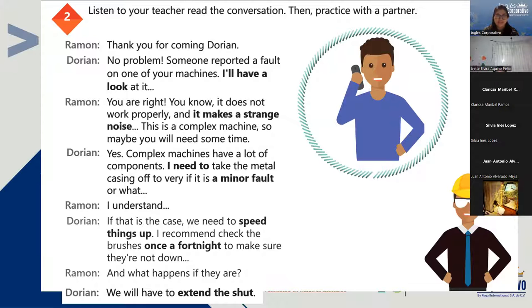Yes, complex machines have a lot of components. I need to take the metal casing off to verify if it is a minor fault or what?